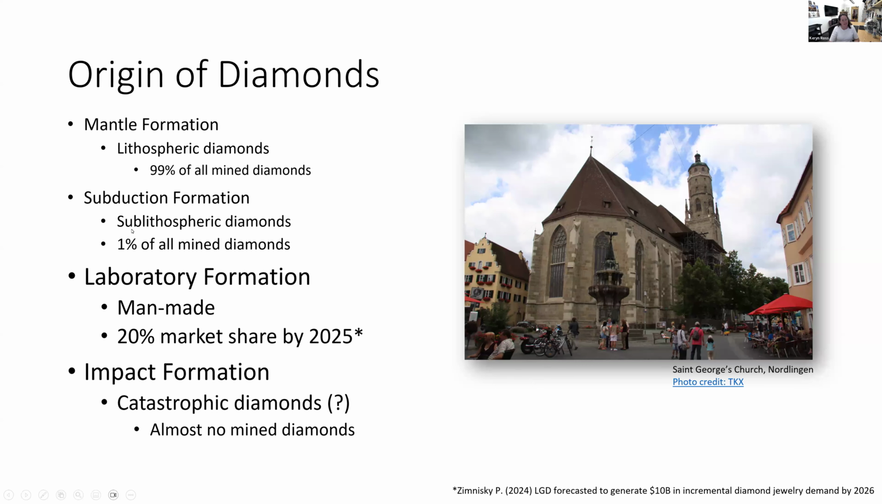Subduction formation diamonds, they are beneath the lithosphere. They are actually in the mantle, and they are about 1% of all mined diamonds. Those are the Clipperton diamonds, the super deeps. And really, it goes between 1 and 2% of all mined diamonds, depending on who you read. And then we get laboratory formation or man-made, synthetic. There's a lot of different names for it.